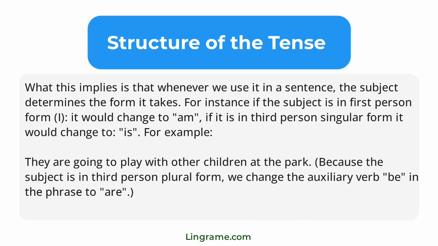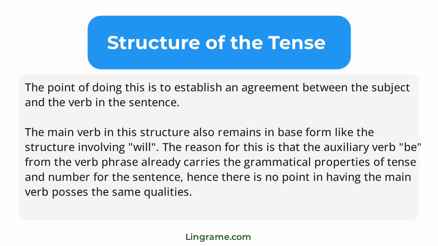For instance, if the subject is in first-person form, I, it would change to am. If it is in third-person singular form, it would change to is. For example, they are going to play with other children at the park. Because the subject is in third-person plural form, we change the auxiliary verb, be, in the phrase, to are. The point of doing this is to establish an agreement between the subject and the verb in the sentence.